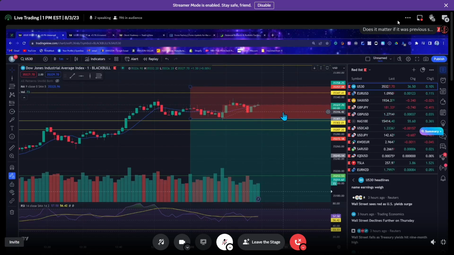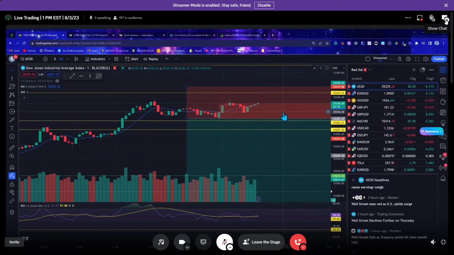Rising, especially with such massive players like the regional banks stepping out of the market or being constrained. Doesn't matter if it was previous support or resistance for new buy and sell.